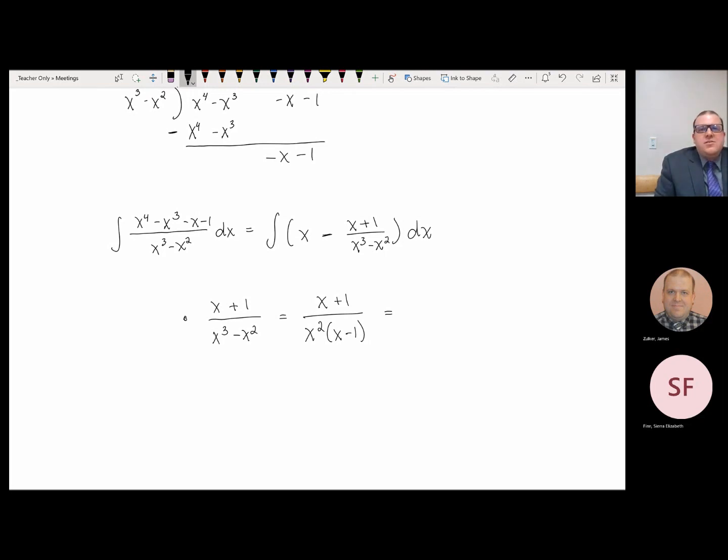Right, what this tells us is our partial fraction decomposition is going to look like A over x plus B over x squared. Those two terms are from the x squared factor. And then that final term, C over x minus 1, comes from the x minus 1 factor. A, B, and C are some constants that we're going to have to find.